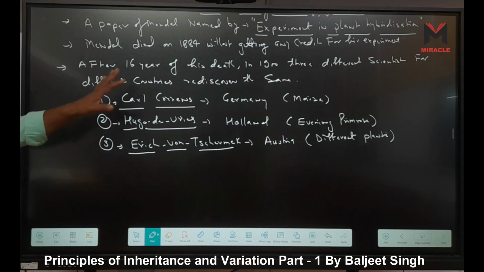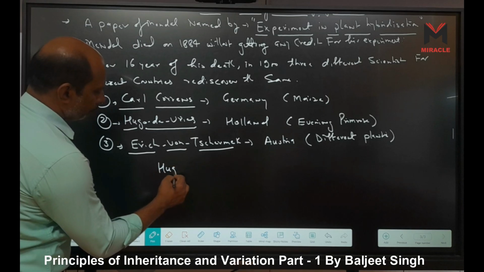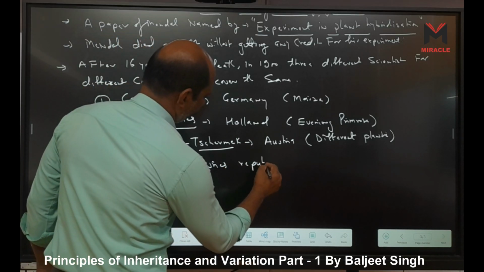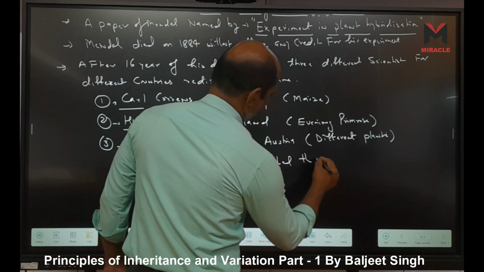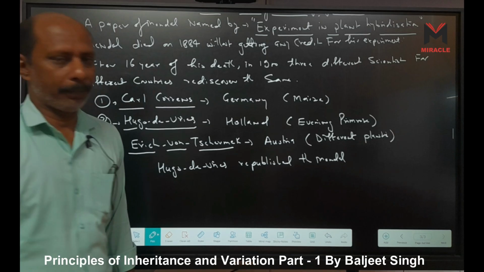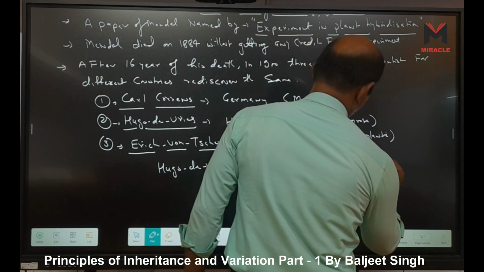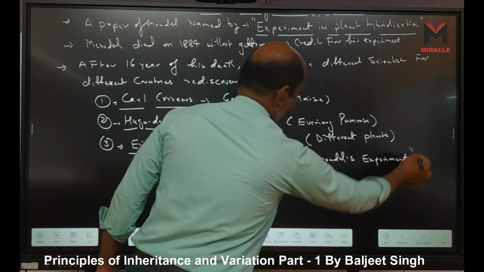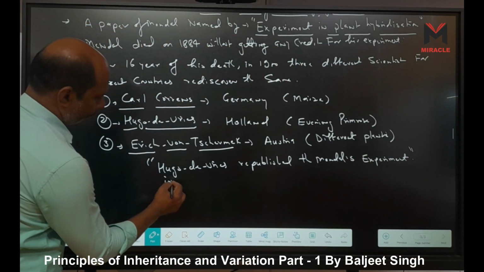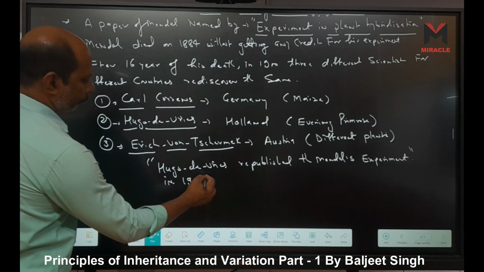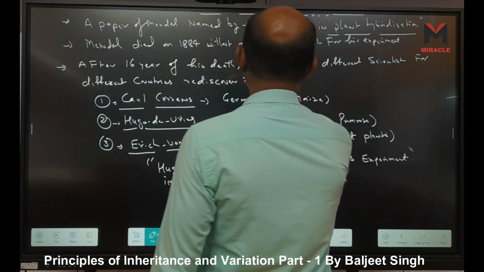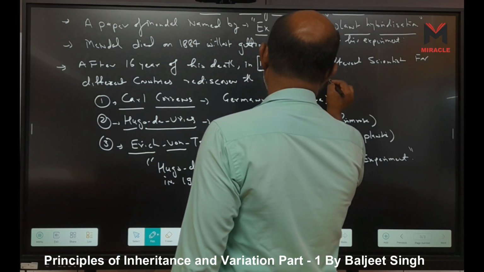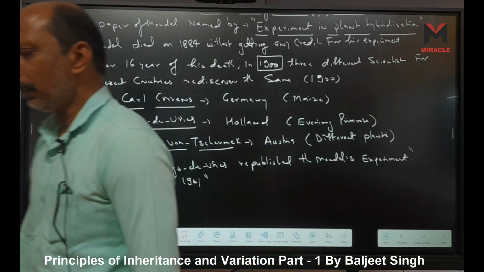They rediscovered Mendel's law, and Hugo de Vries wrote about this. Hugo de Vries republished Mendel's experiment in 1901, right? They discovered it in 1900, and in 1901 they republished this.